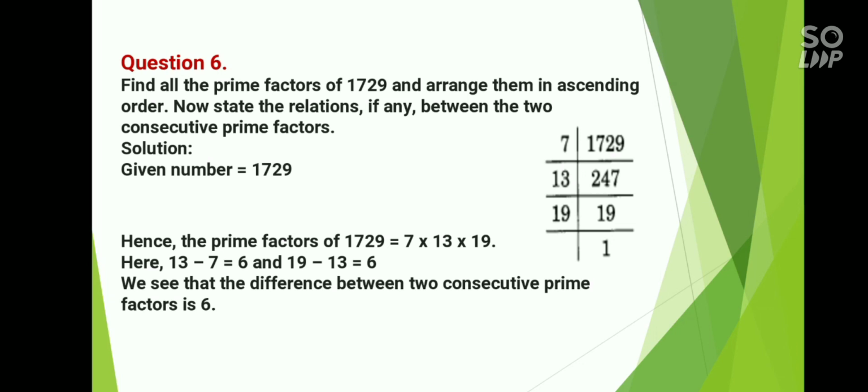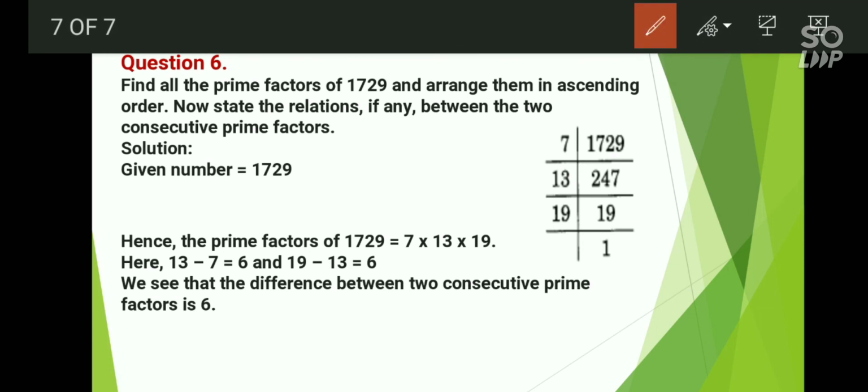In this way, when I take 7, it is divisible by 7. When I divide it by 7, we get 247. Again, 247 is getting a little difficult. We have to check whether it is divisible by 2, 3, 4, 5, 6, 7. No. Then we find it is divisible by 13. When we divide 247 by 13, we get 19. 19 itself is a prime number. So 19 divided by 19 is 1. So the prime factors of 1729 are 7 into 13 into 19.